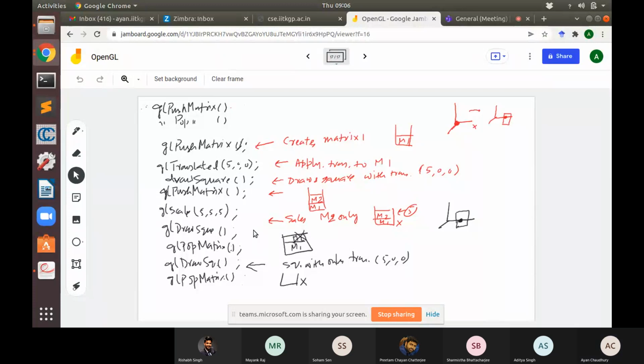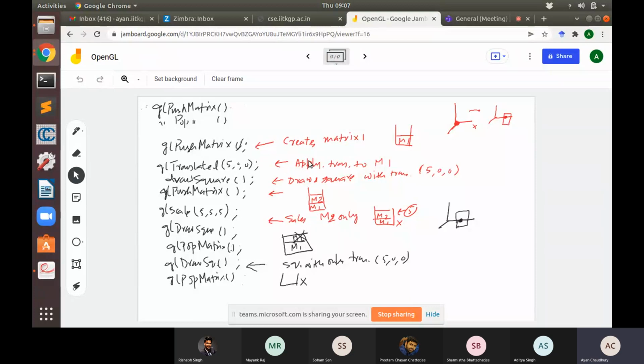by 5 amount. Now let's say I'm doing a pop matrix. That means I'm removing the top one, so M2 will be removed and M1 remains. Now if you draw the square, there is no scaling effect because I have already removed it, right? So it draws the square only with translation 5 0 0. And eventually if I pop the matrix and nothing is there, then we are basically done. So this is how push matrix and pop matrix usually work. Whenever you use these transformation functions, you have to use push matrix and pop matrix, because everything in OpenGL works as a stack in the case of transformation functions.